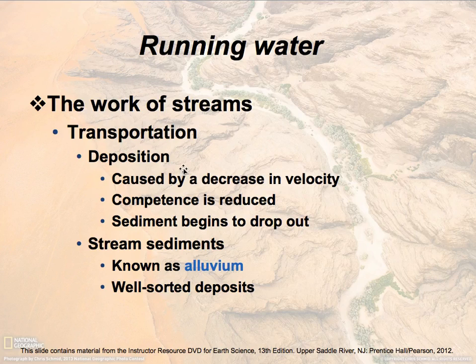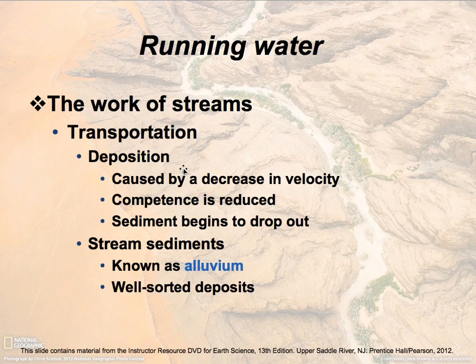Streams not only erode and transport, but they also deposit material. Deposition usually occurs in areas where stream velocity is decreasing, typically in the lower regions of a profile. Competency is reduced. That is, the maximum size of particles goes down as velocity decreases, and as a stream's velocity decreases, as the slope steepness decreases, then clearly you're going to drop out material. Sediment begins to drop out as stream velocity decreases.